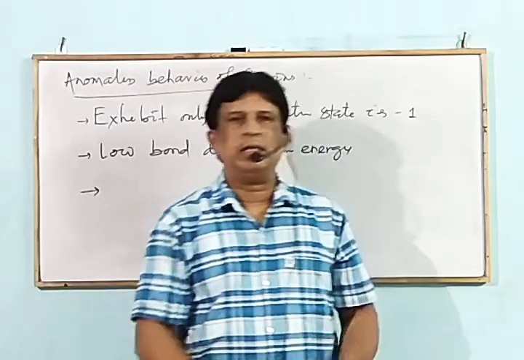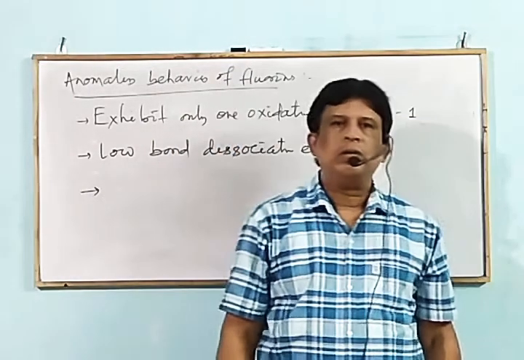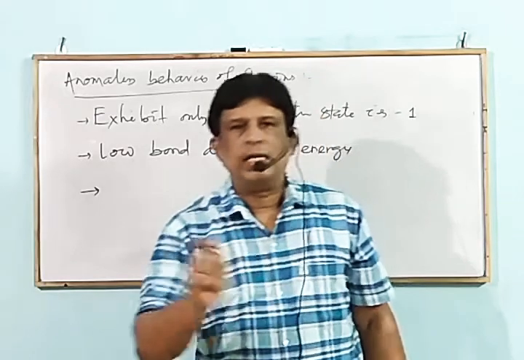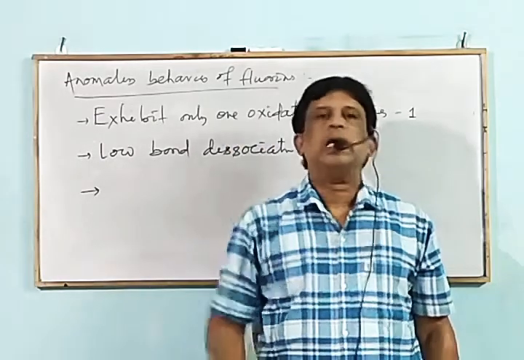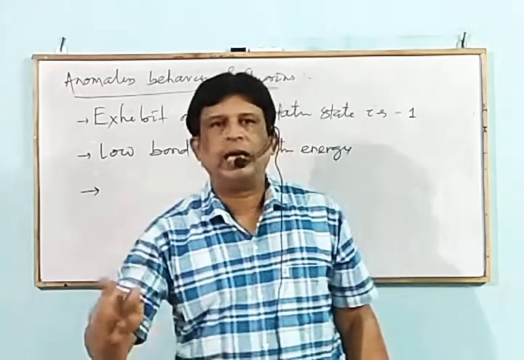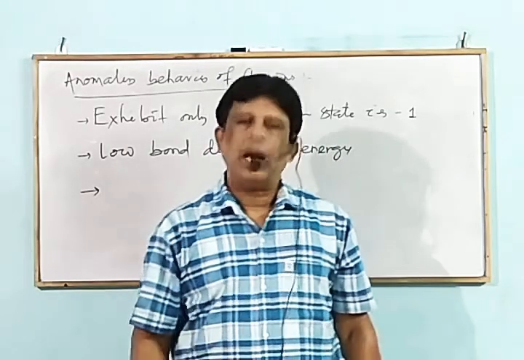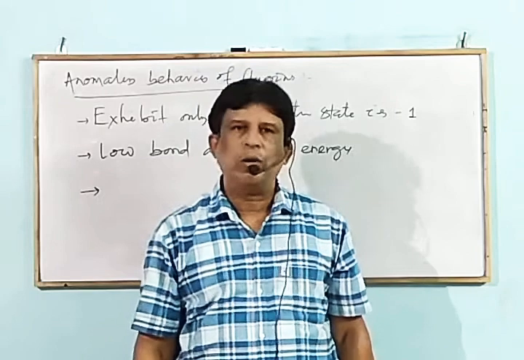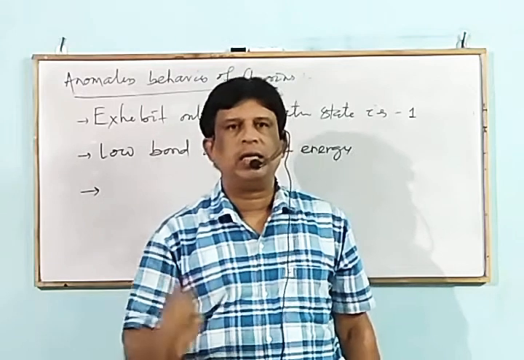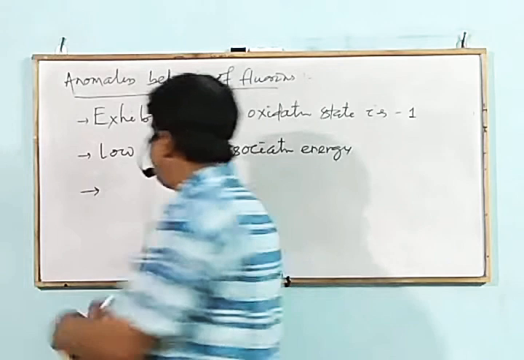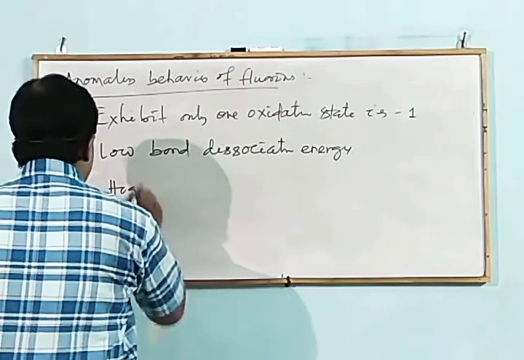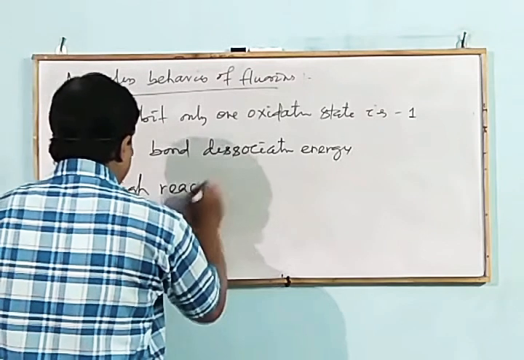Third one is highest reactivity. Due to low bond dissociation energy and highest electronegativity, fluorine possesses highest reactivity among this family. However, the reactivity gradually decreases. So the next point is high reactivity.